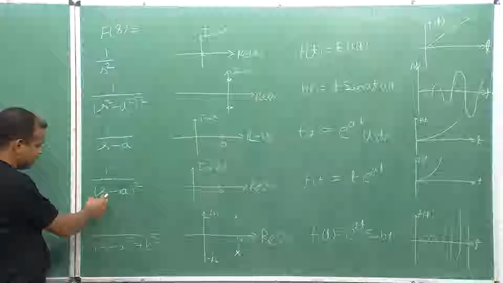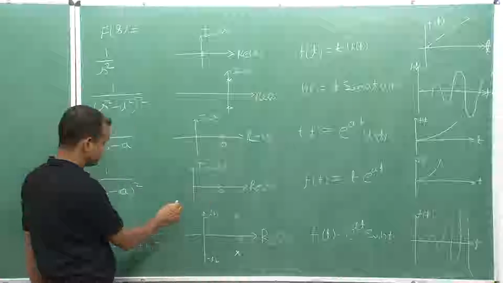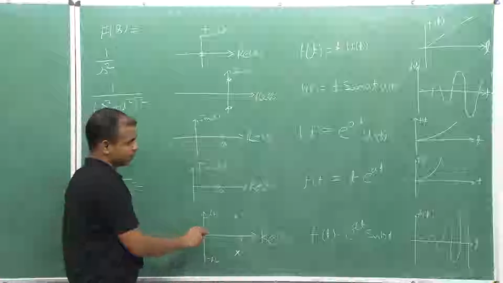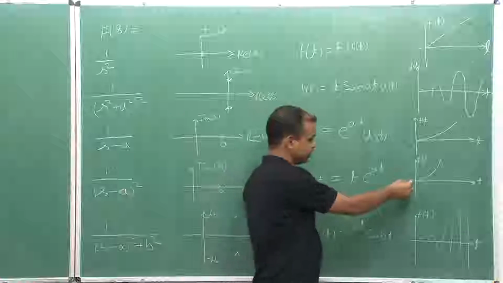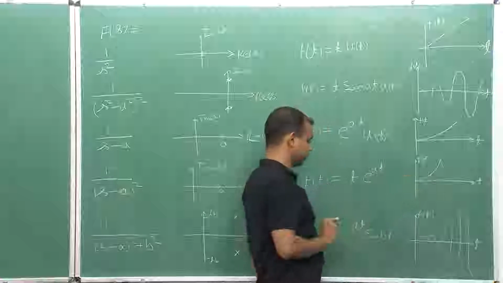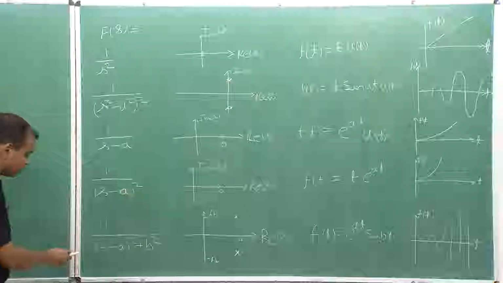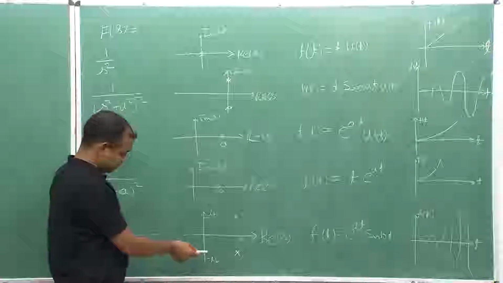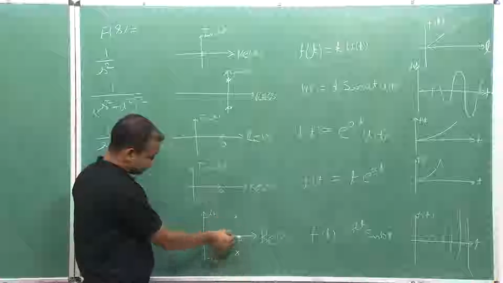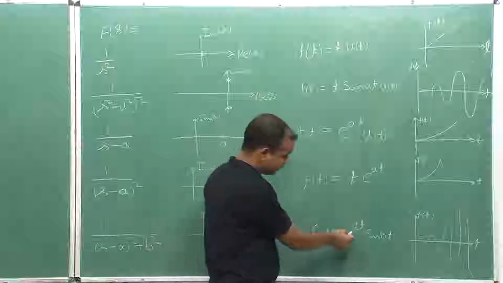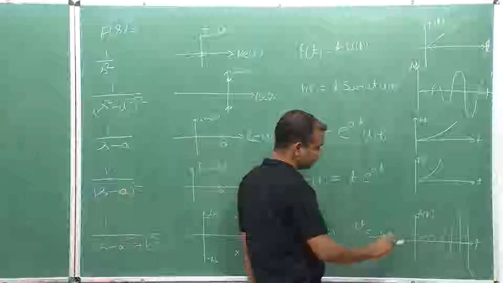For 1 by (s minus a) whole square, in this case I have two poles at s is equal to a, and it will diverge faster than the previous one, and this will also be unstable. For 1 by (s minus a) whole square plus b square, there will be two poles in the right half in complex conjugate, and it will be e to the power a t sin b t, and it will be unstable.